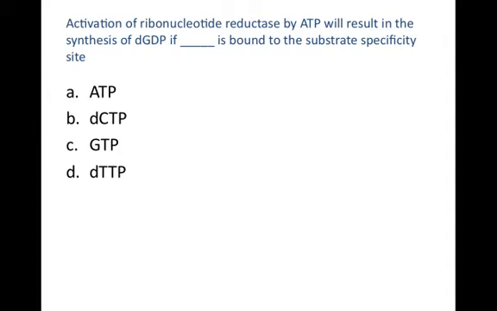In this case, the question is asking, under what conditions do we get synthesis of deoxyguanine diphosphate? So the preferred substrate we're looking for is GDP. To facilitate the synthesis of GDP, what has to be bound in the substrate specificity site? If you refer to the table, the answer here is D, deoxythymidine triphosphate bound to the substrate specificity effector site will facilitate the synthesis of deoxy-GDP.